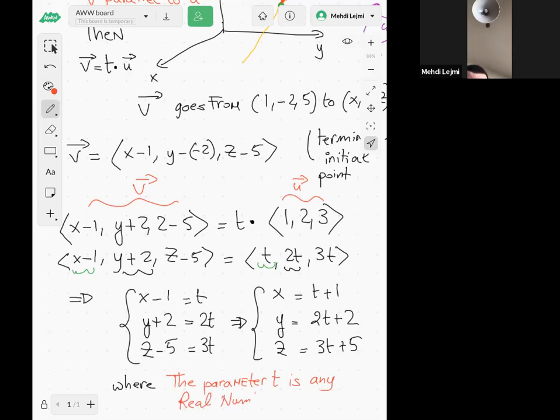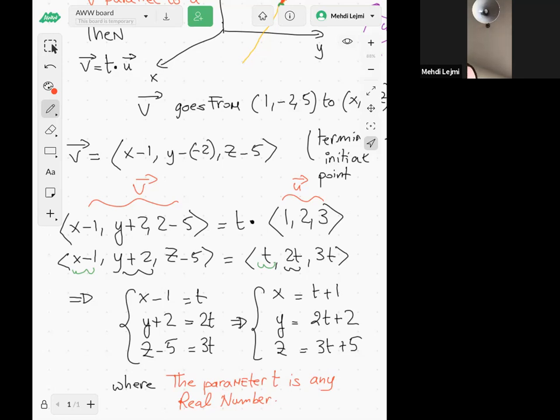And again, guys, you should think of t as the time. It's like saying when the time t is equal to 0, then I get the point x equals 1, y equals 2, z equals 5, etc. There will be a point in this space. So whenever you assign a value for t, you get a different point in this space.